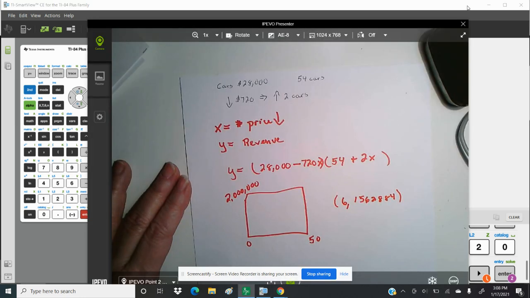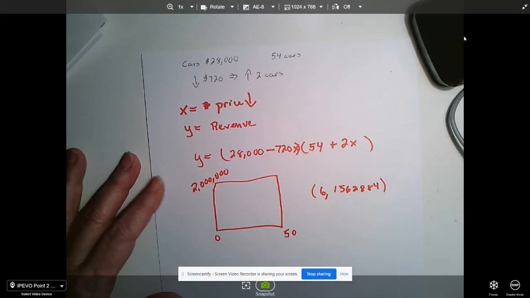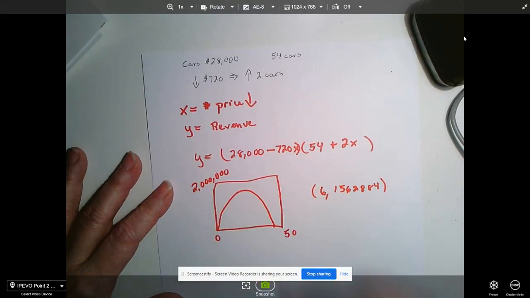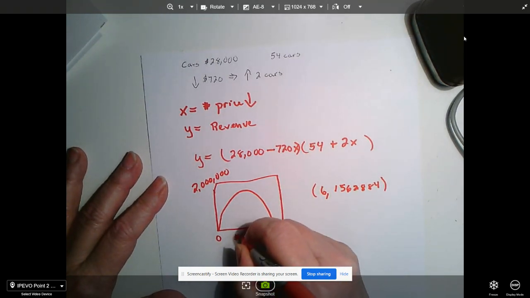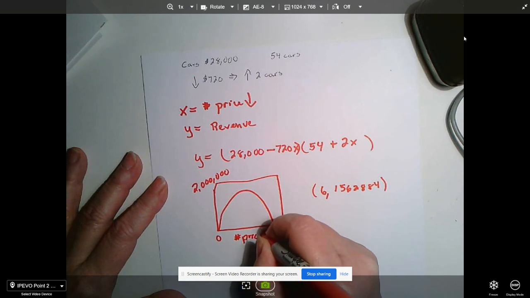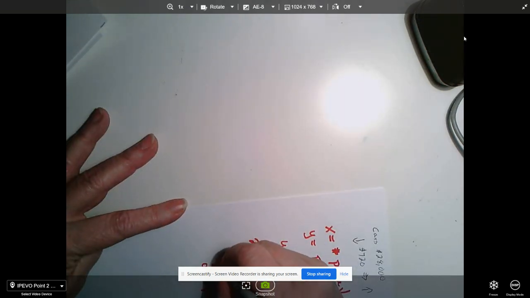Now, once again, if you use the calculator to solve this, you need to go ahead and draw your window. And this is your number of price decreases, and this here is revenue.